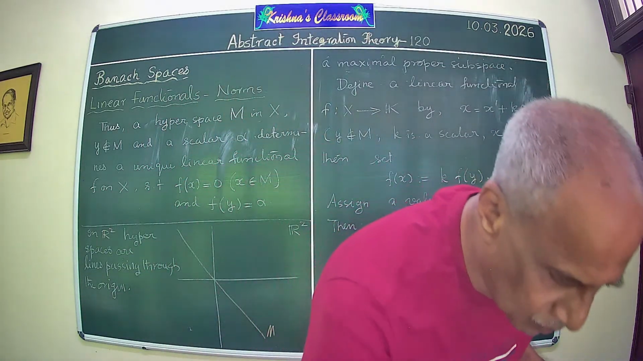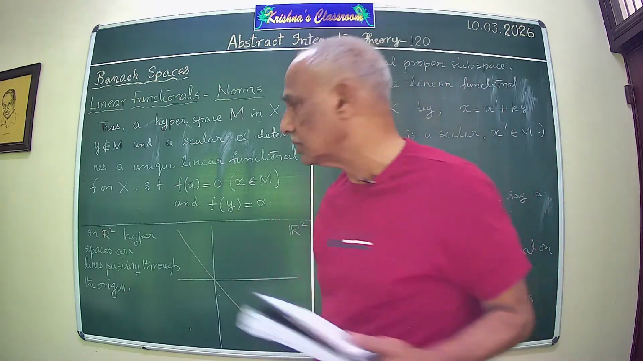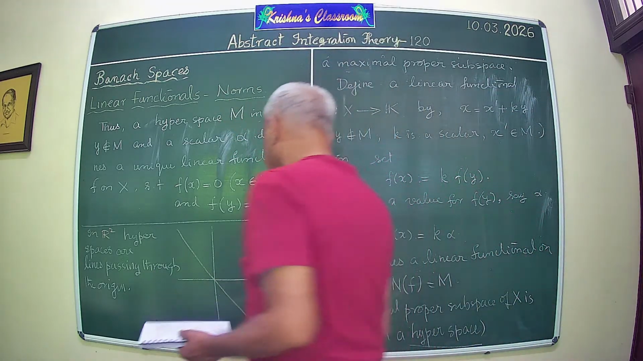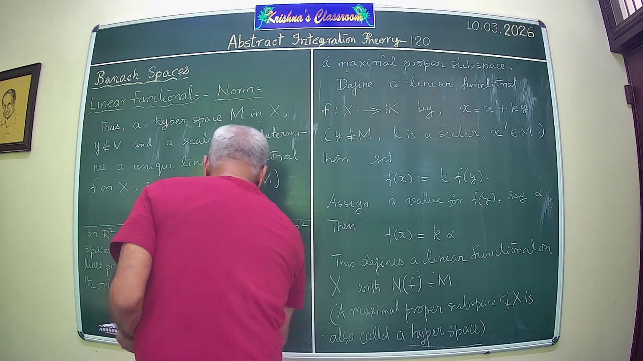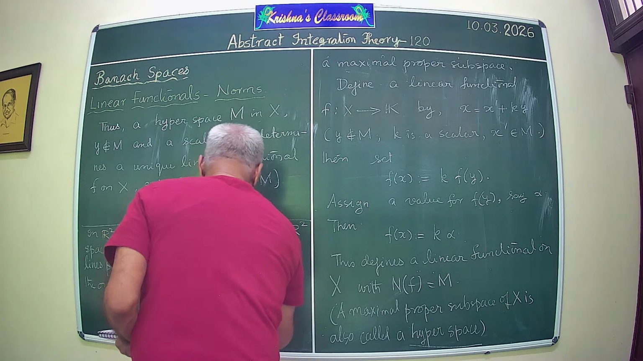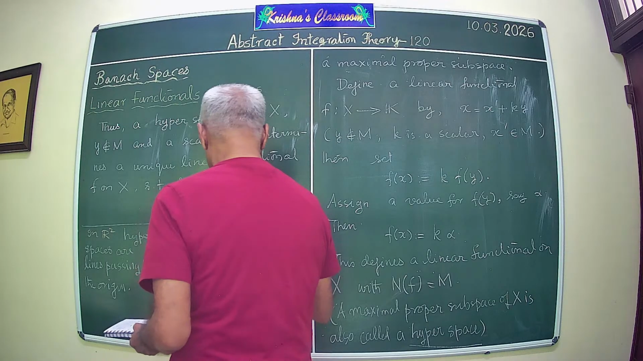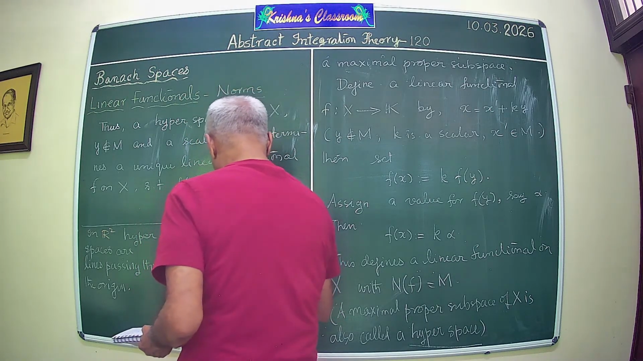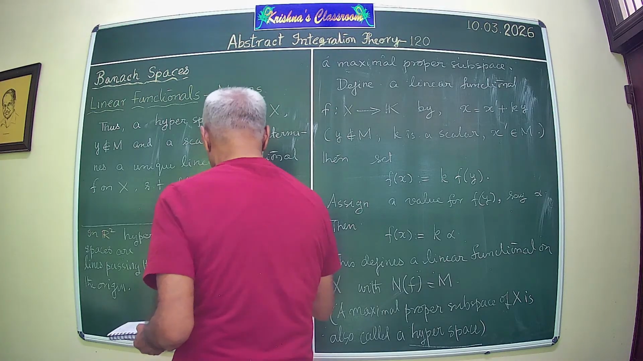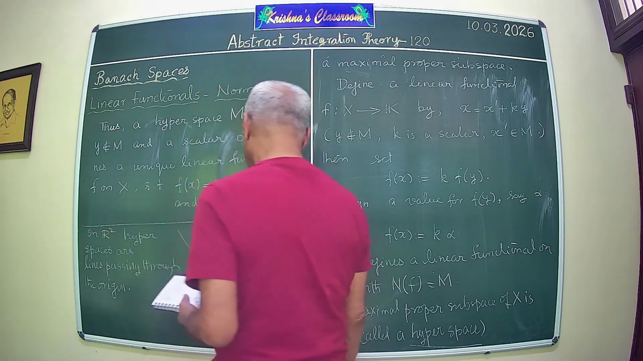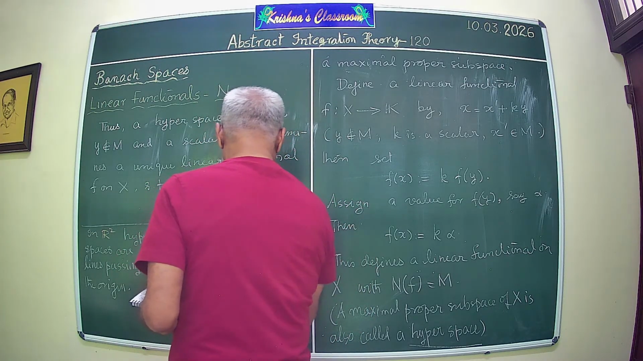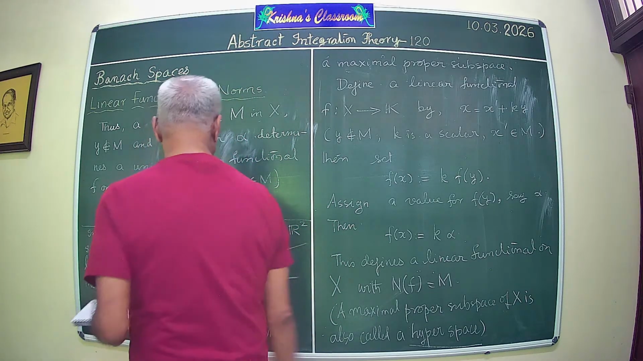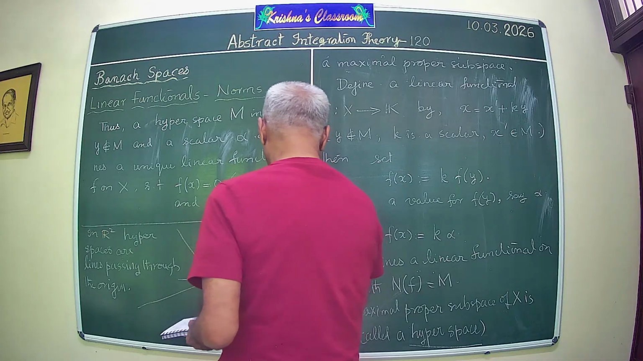Now let us choose a y which is not here. Choose a vector y which does not belong to M. Now look at the linear space spanned by M and y. So this is the linear space spanned by them.